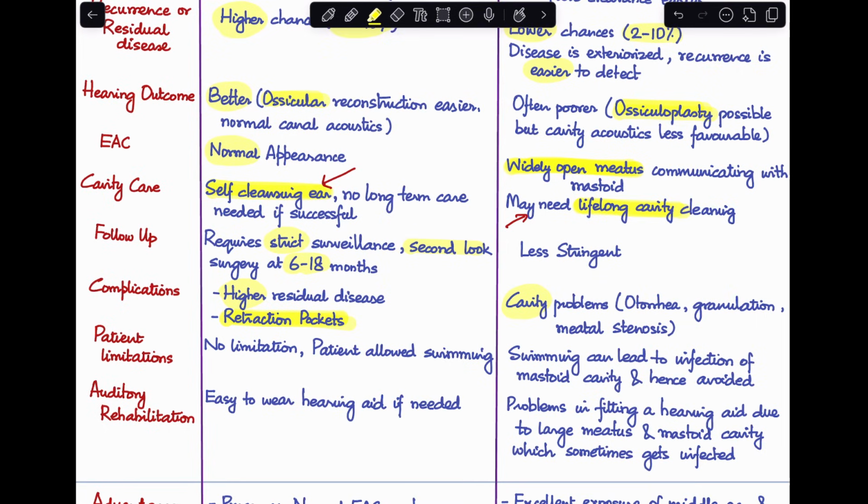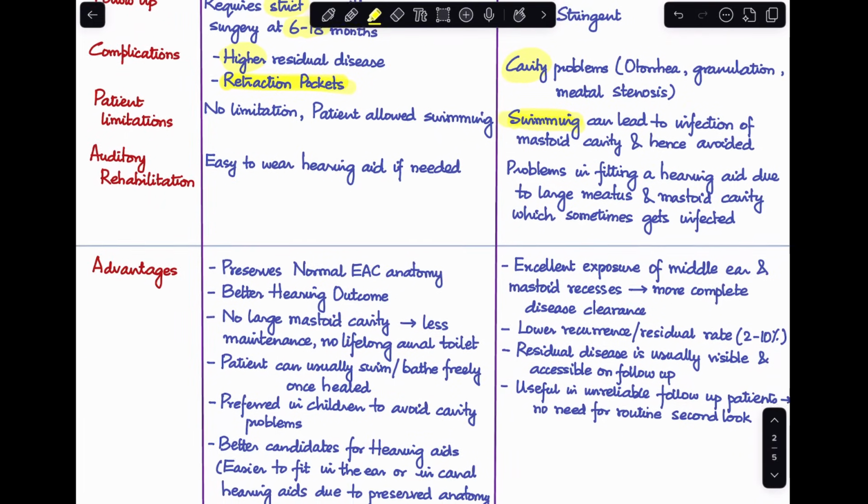Next, coming to patient limitations. So, in canal wall up, usually the patient does not have any limitation. They are allowed to swim and bathe easily. But for canal wall down procedures, swimming can lead to infection of the mastoid cavity, and so they are usually advised to avoid swimming.